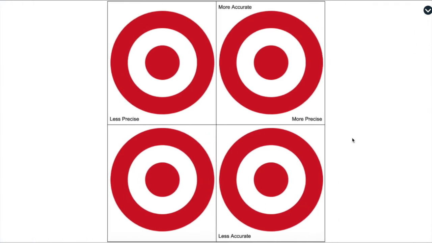If you turn in your packet, you will find a chart that looks like this with a bunch of targets on it. And you can imagine this as an XY axis. And so on the Y axis, this up-down axis, we have more accurate on top and we have less accurate on bottom. On the X axis, the left to right axis, we have precision. On the left, you have less precise, and on the right, you have more precise. So we are going to show what the difference is between accuracy and precision.